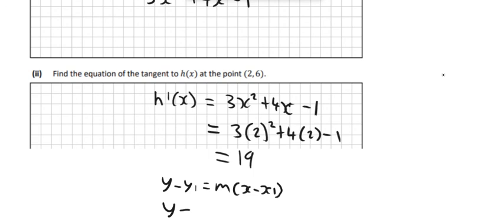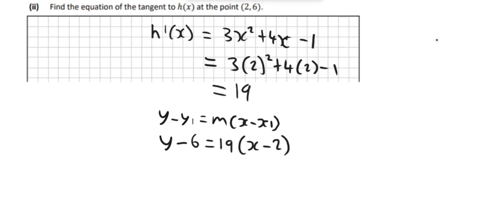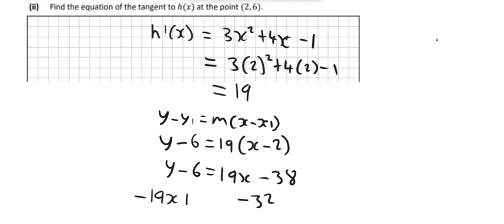So y minus 6 is equal to 19 times x minus 2. So y minus 6 is equal to 19x minus 38. Bring the 6 across, you get minus 32. You get 19x minus 32, just rearranging now. So something like that. So that's it. That's all for question 4.